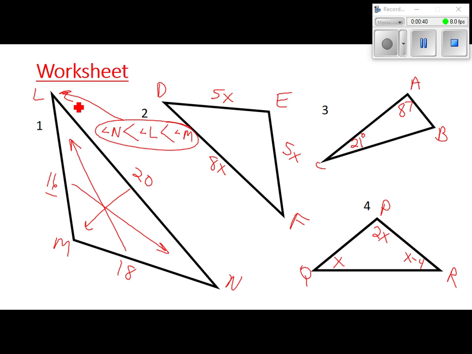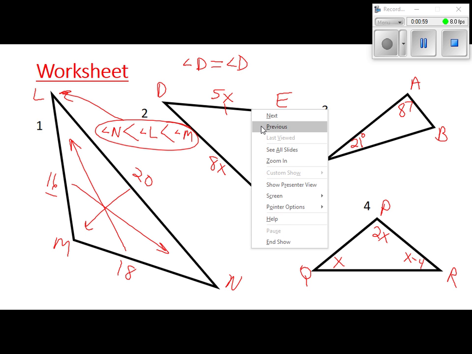Number two, we look at number two. We notice that these two sides are actually the same. So neither one of them is going to be smaller than the other. So we're going to say angle D is equal to angle E. I'm sorry, not angle E. I wrote that wrong anyway.